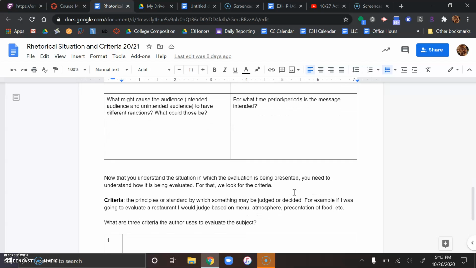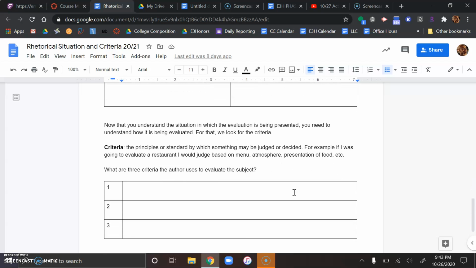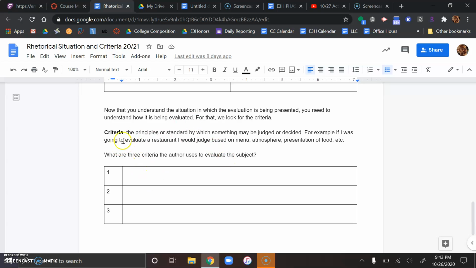Lastly, the last thing I want you to do is think about the criteria. All right, we're going back to that idea of criteria, the principles or standards by which something is judged. So what are three criteria that the author is using to evaluate the subject? Again, do your best to discover these.